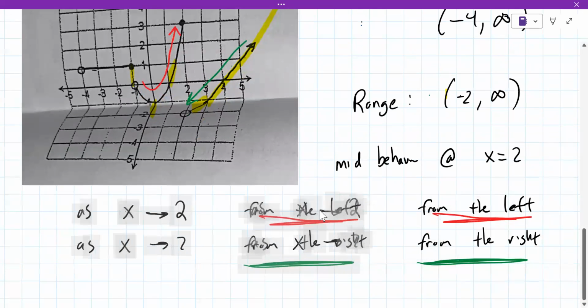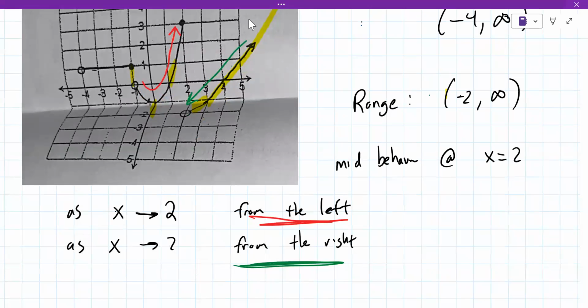You have to say what the Y value is approaching or what the function is approaching. So as you approach x from the left, f of x is 3. Okay, and it's like what the number is that you're approaching is 3. And then from the other direction, from the green, from the right, it approaches -2.